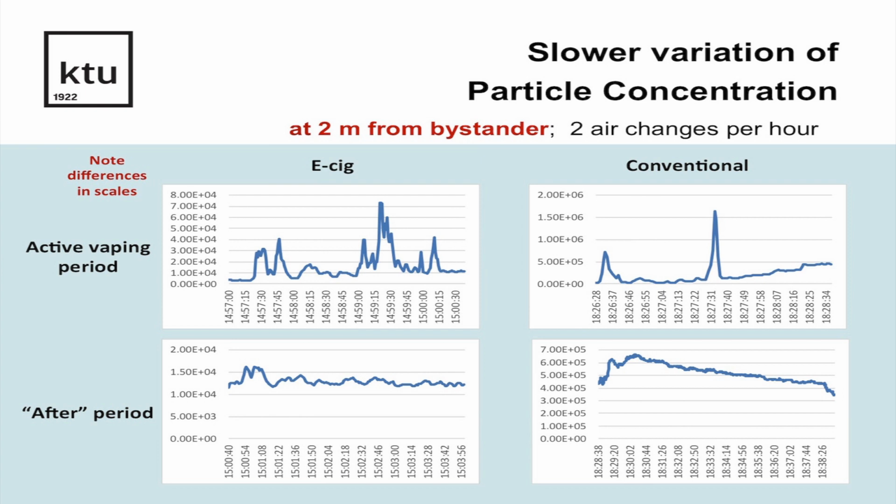So that was 0.5, half a meter from the bystander. If a smoker moves further away, you can see that the puffs are not so evident, because the puff has time to disperse in a room.